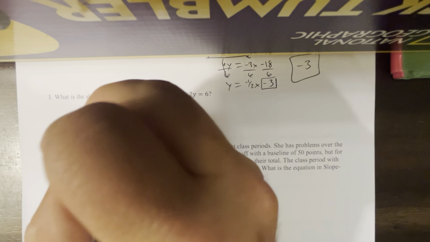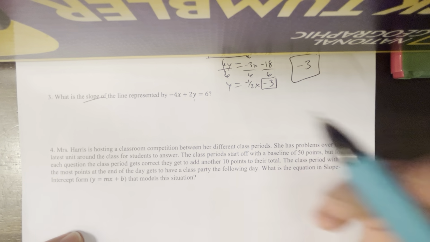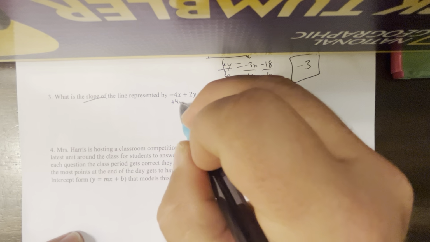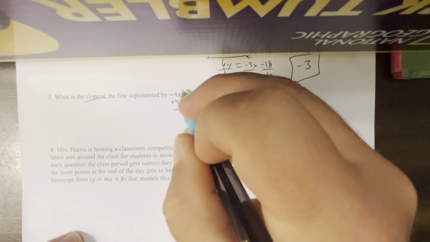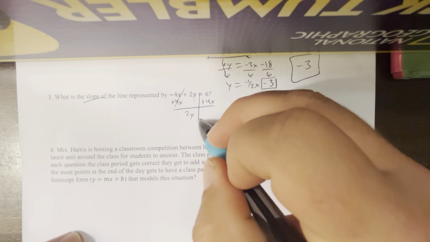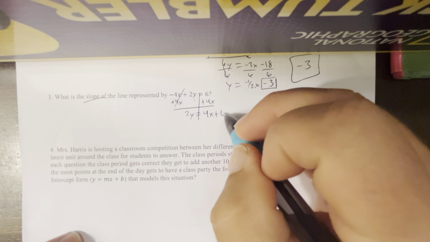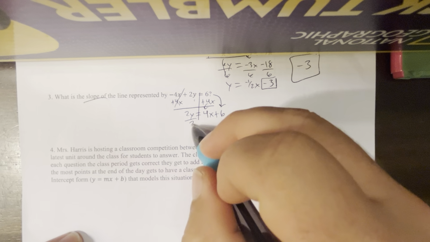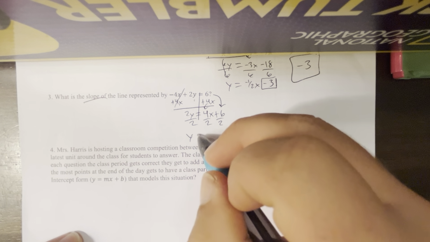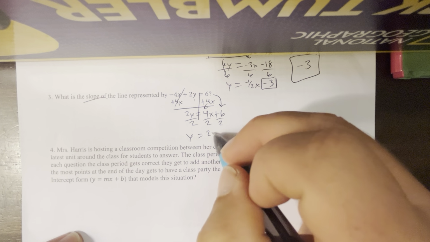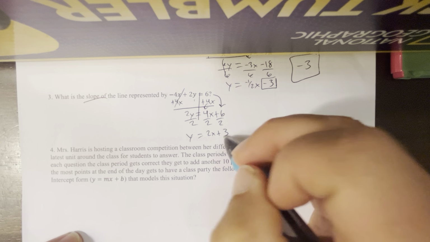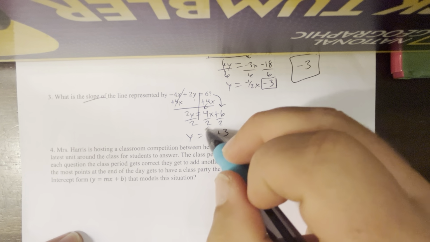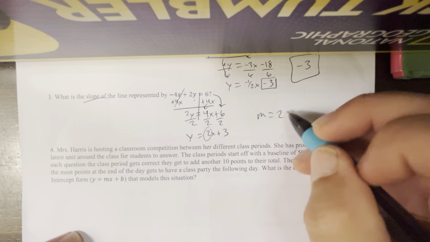Number 3 wants to know what is the slope. Again, I need to get the y by itself, so we're going to move the x term to the other side. Again, these aren't like terms. They're both going to drop down as they are. And then we're going to divide everything by 2. So y equals 4 divided by 2 is 2x plus 6 divided by 2 is 3. And so the slope is this right here. So m equals 2.